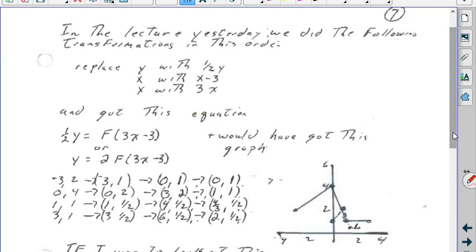Now, going back to what we finished with yesterday, we did a transformation in a particular order. We did a stretch, then a move, then another stretch. And we got this equation. One of these two equations, it doesn't really matter which one we got. Okay?